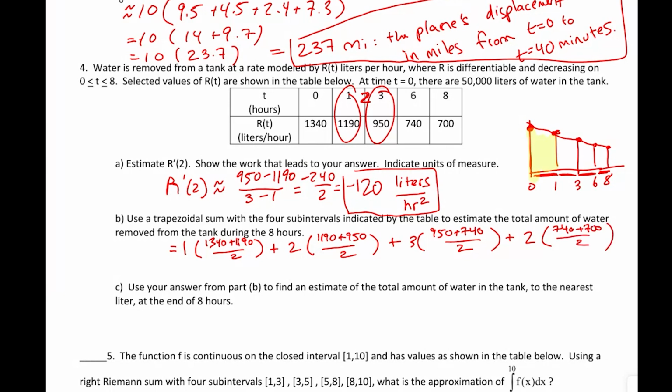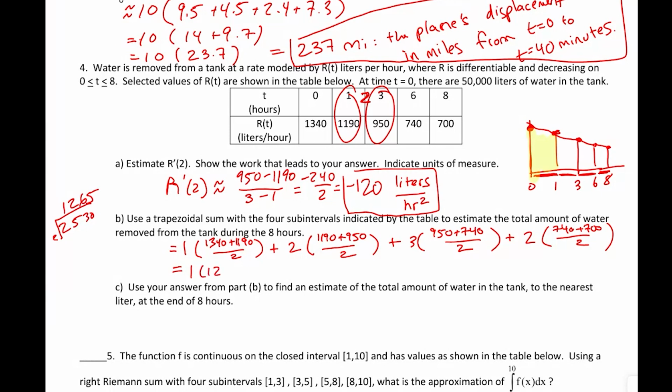We're going to have to do a little arithmetic here, so bear with me. We've got 1 times 1340 and 1190. That would be 2530. 2530 divided by 2, did I do that right? I really hate to have to break out the calculator to check my work, but I want to make sure this is right. So I'm going to go off to the side and do this division separately. And okay, good, that's correct.